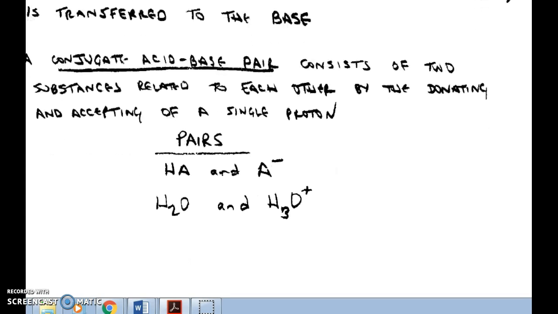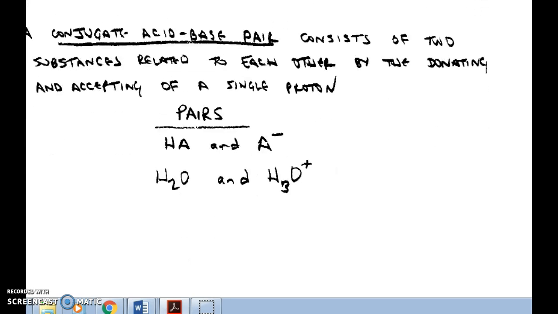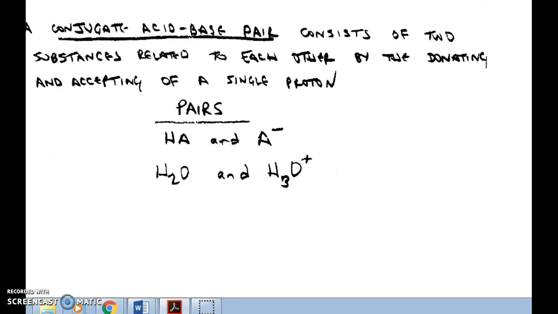So we will be looking for conjugate acid-base pairs in these dissociations where we have two substances that are related to each other by the donating and accepting of a single proton. So for the example above, the pairs would be the acid and its conjugate base on the product side, the A minus, and the base, which in this case water was acting as the proton acceptor, so it's the base, and hydronium, which is what's formed when it picks up the proton.